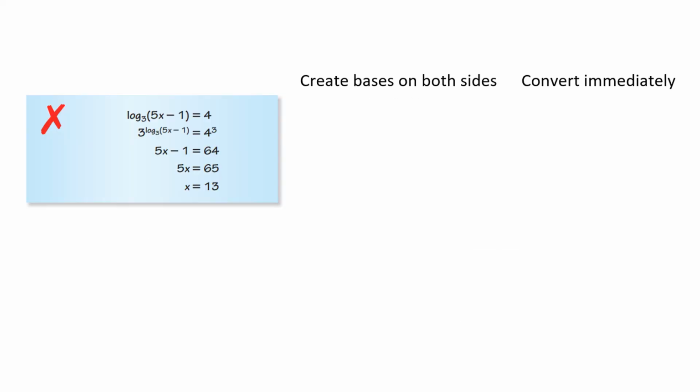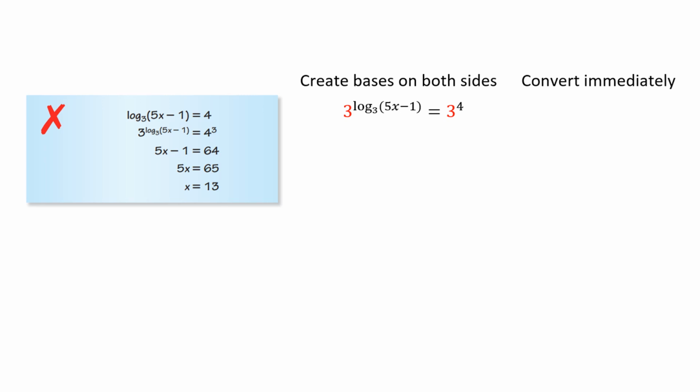Here's an example with an error. We have a log expression equal to 4, and if we were to convert over to exponentials, we could think of both the left and right sides of the equation as being exponents, and we could create bases. So on the left, they intelligently create 3 as a base, but they aren't consistent. On the right-hand side, they make 4 the base and put 3 as the exponent. It would make more sense if they chose to have 3 as the base for both.